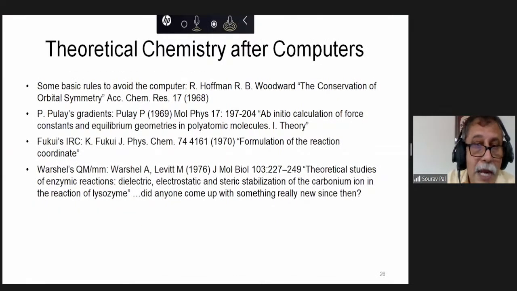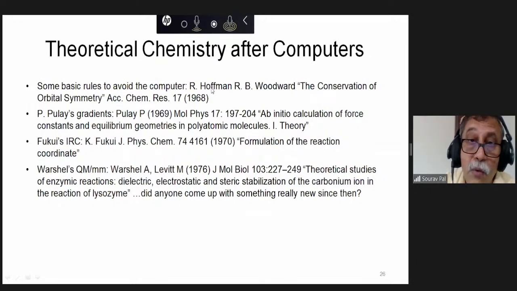More work by Peter Pulay, Fukui's intrinsic reaction coordinates, Warshel's mixing of two different length scales. In fact, this is the beginning of what is called the multiscale simulation. In the same system, Warshel used quantum mechanics as well as classical molecular mechanics.